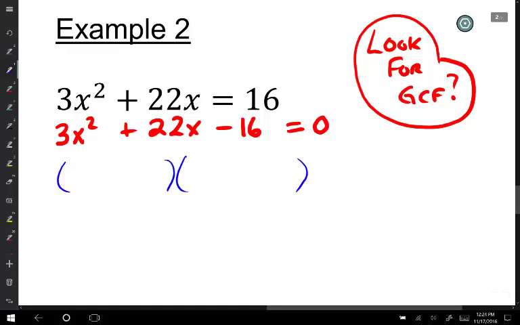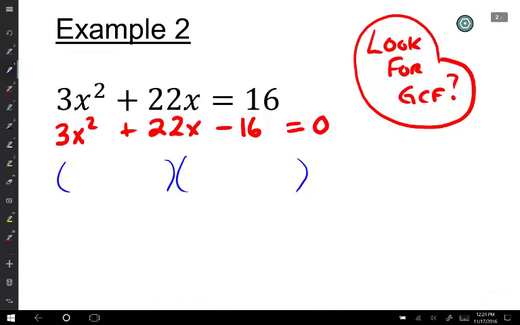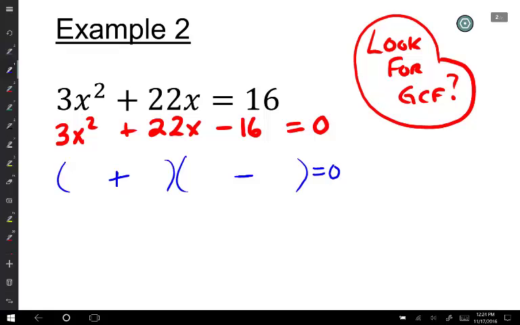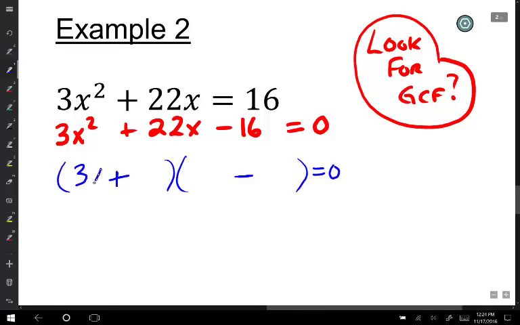Christian or Loredana, can you tell me the signs? Positive and negative. Positive and negative. I agree. Christian, you good with that? Yes. Okay. Don't forget your equal 0. What do we know for absolute certain? 3x and x. Okay. Do you care where they go? No, because if it's opposite at the end, we'll flip them, right? So 3x and x. All right, 16.